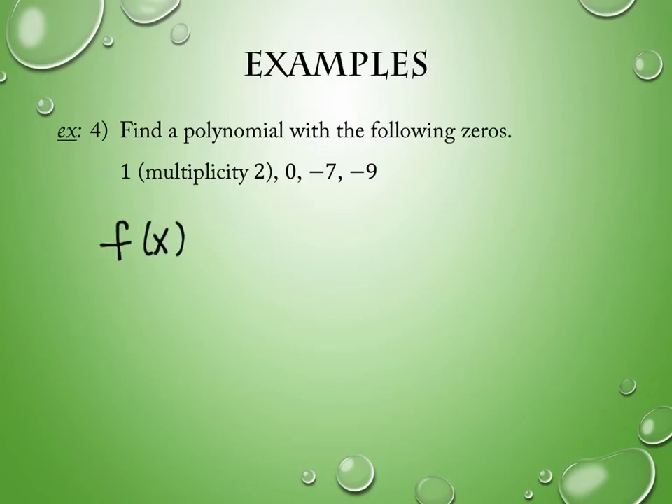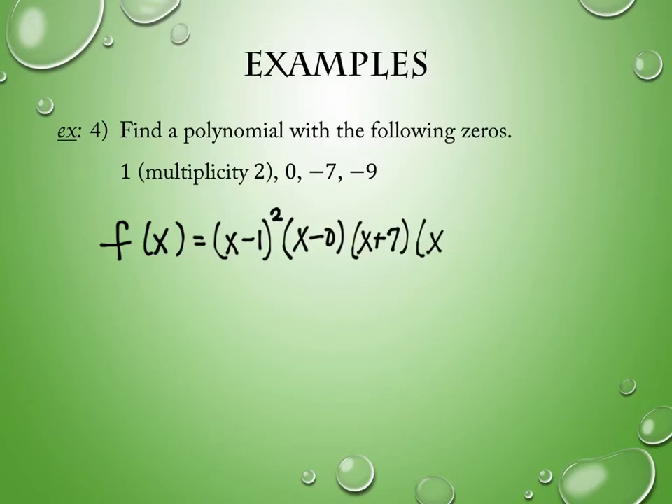And then I've got the 1 over here, right? So the fact is that since it's a 1, I would have x minus 1. And because this is a multiplicity of 2, I need a power of 2. The next one is 0, so I have x minus 0. And then minus 7 will be x minus the negative 7, or x plus 7. And then negative 9 is minus a negative 9, or positive 9. And for the purposes of what we're doing, we can actually leave that one. I'm not asking you to multiply it out or anything like that.